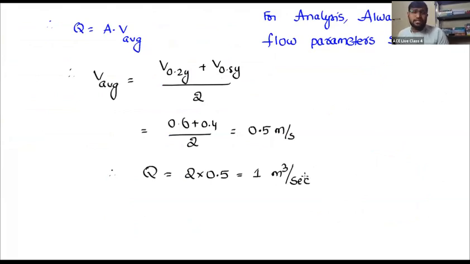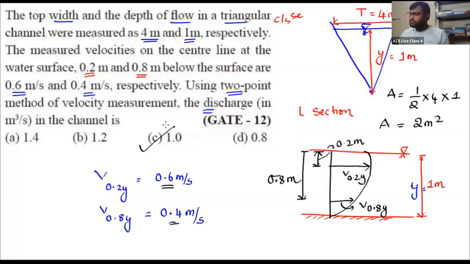What is the unit of discharge? The unit of discharge is meter cube per second. So, what is the answer? The answer is going to be C, 1 meter cube per second. As simple as that.